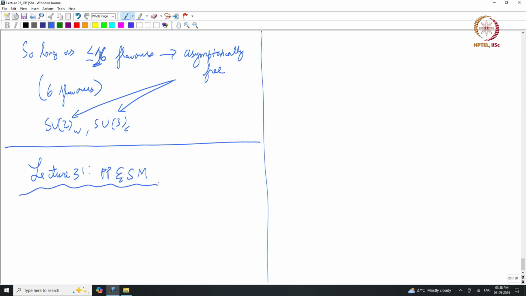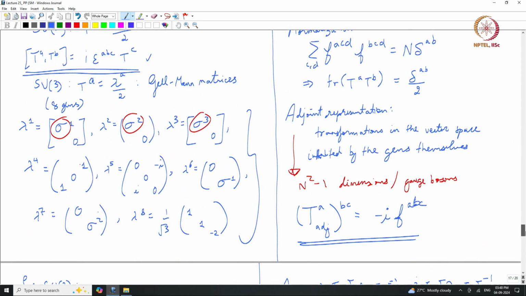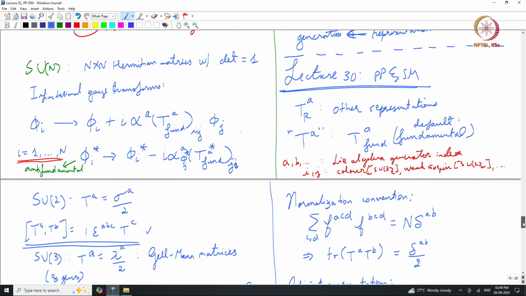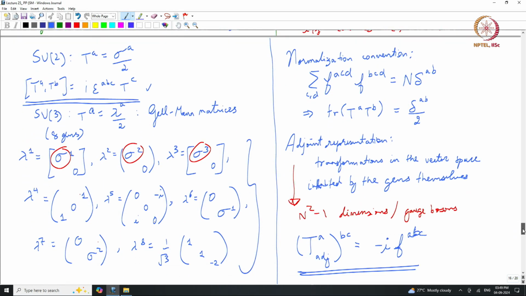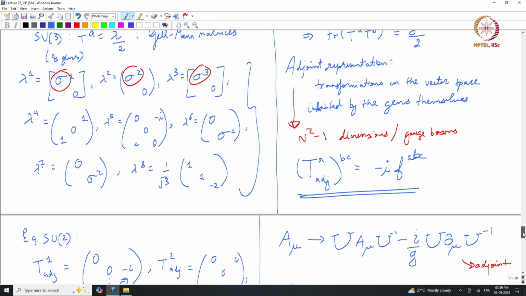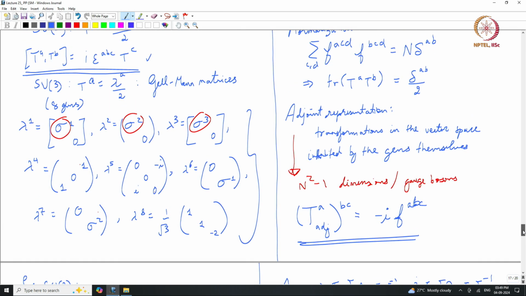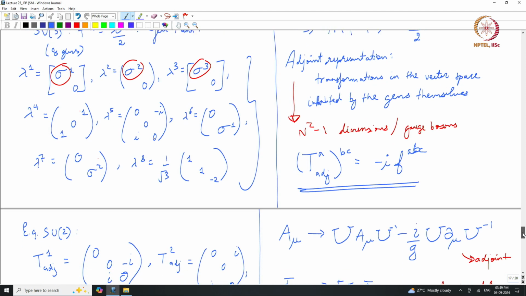And in the last class, we saw what we really meant by an adjoint representation and where this notion of the number of gauge bosons being equal to the number of generators came from, right. So, we defined it a bit formally. And in particular we saw that adjoint representation is when you have the transformations of the group elements in the vector space inhabited by the generators themselves. This might look a little bit confusing. If it is, then do not worry about it.